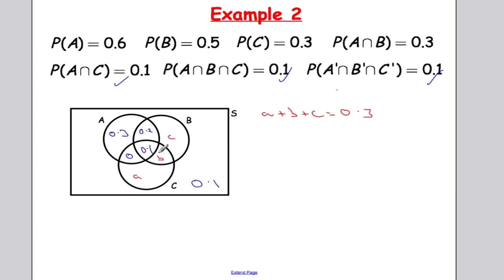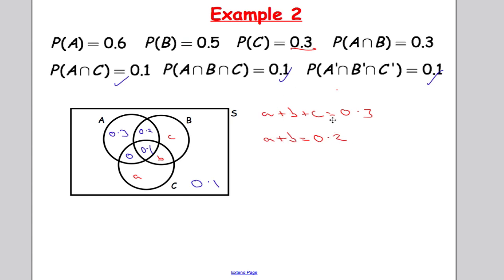Okay, now I'm told the total probability of C is 0.3. Well, I have some of it already, but I don't know what a and b equal. So if I know that's 0.1, that means a plus b, what's left, must be equal to 0.2, because the total probability of this region C is 0.3. That's 0.1, that means these two must be 0.2. Now I can start to solve my problem. I know a plus b equals 0.2.